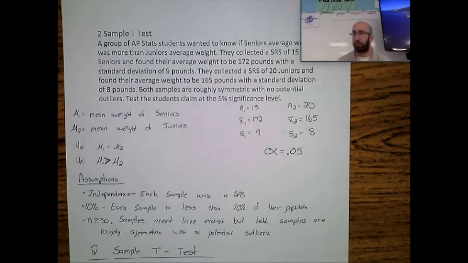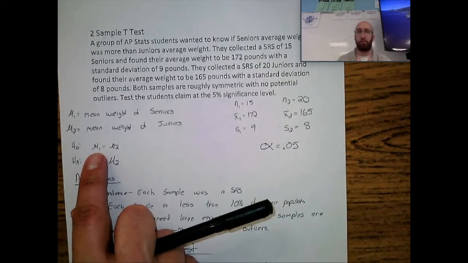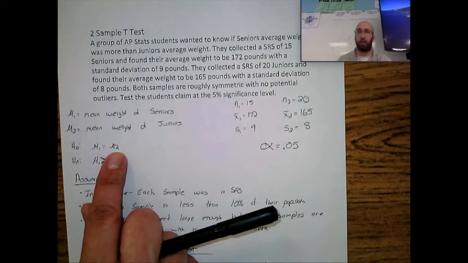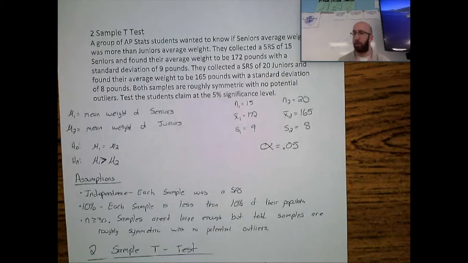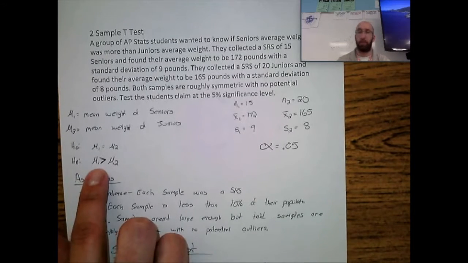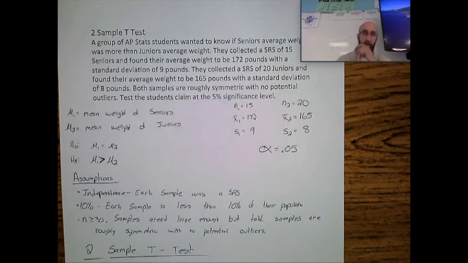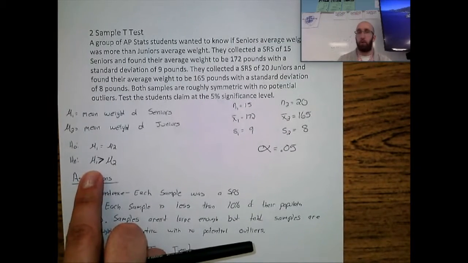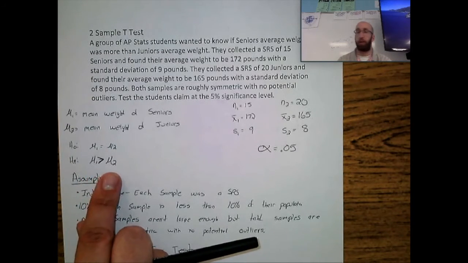My null hypothesis is always going to involve an equal sign, so we're going to assume the average weight of seniors is equal to the average weight of juniors. We're going to assume this is true all the way throughout the problem until we can maybe prove the alternative. So we assume the null until the very, very end, and then we make a comment on that. We argued Mu1 is greater than Mu2. We believe, and what we're trying to prove, is the average weight of seniors is greater than the juniors.